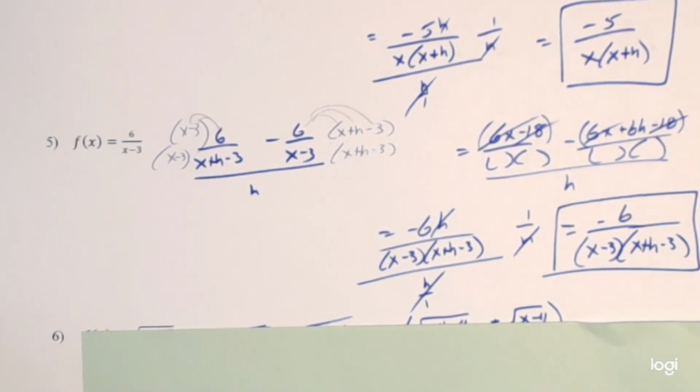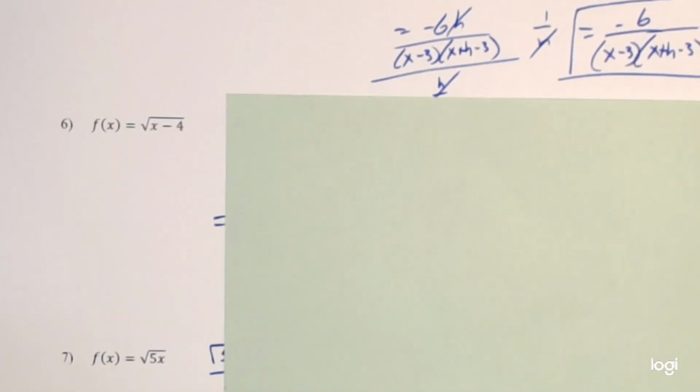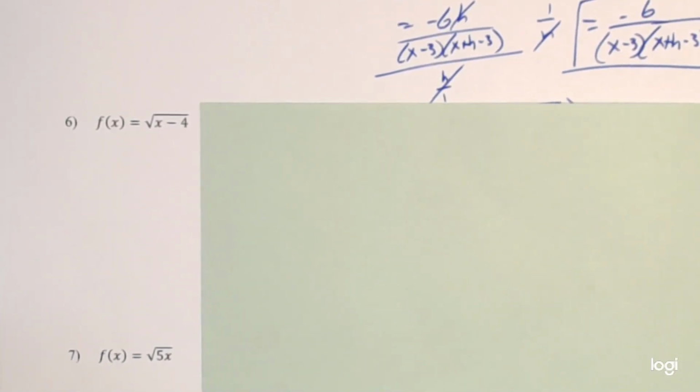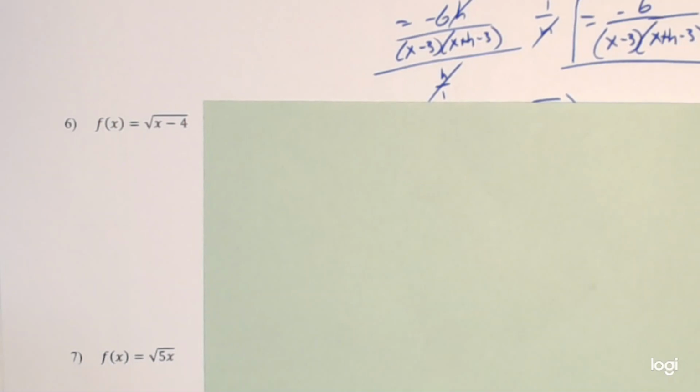Last two questions are square roots. Remember, conjugates are going to help you out there. All right, let me give you a second to pause it, see what you can do with 6 and 7. We'll come back and check it out.